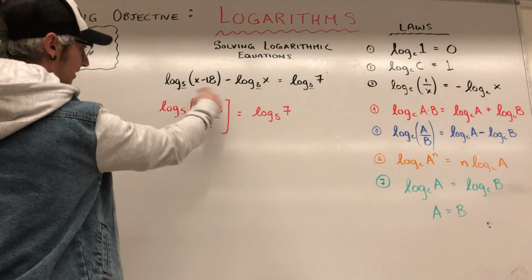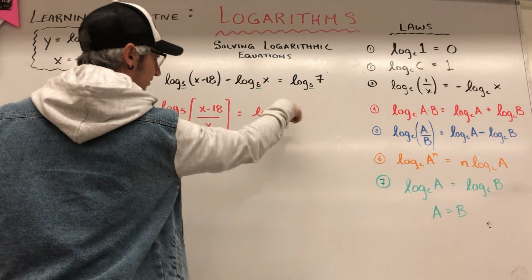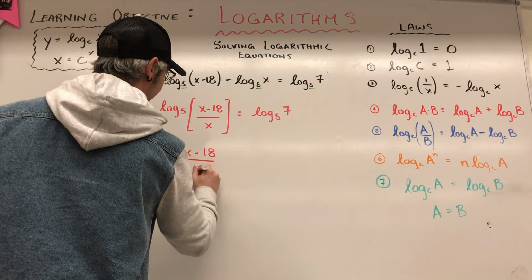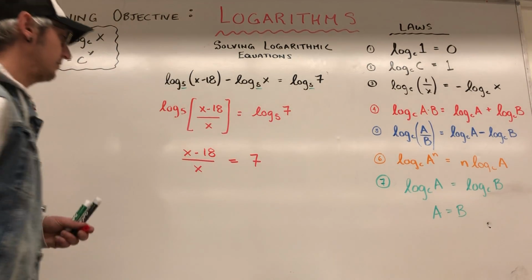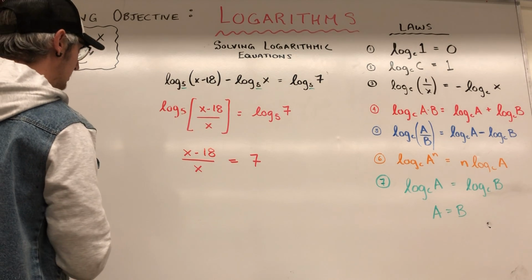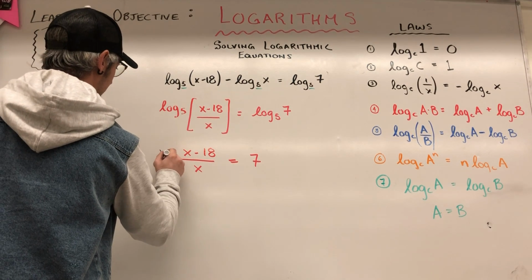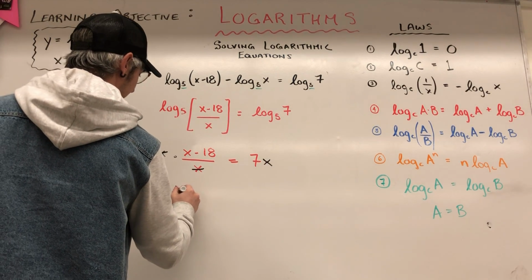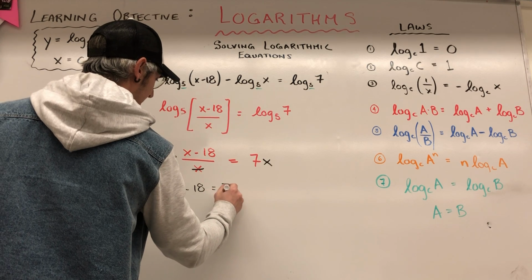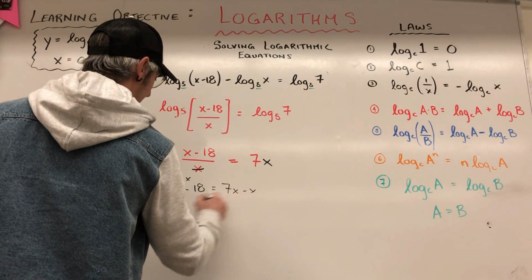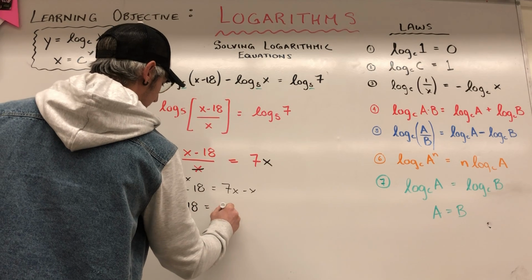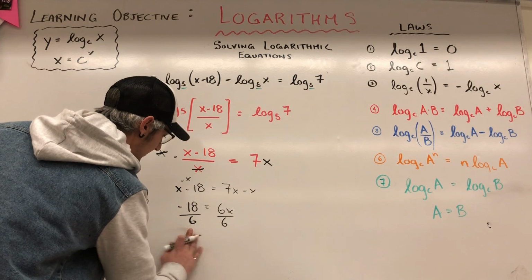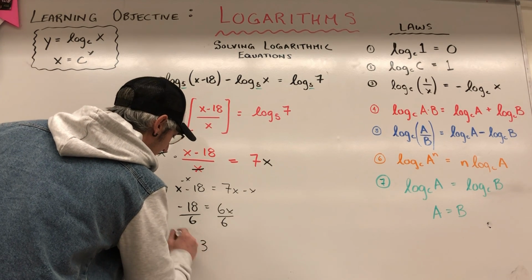So I can use my identity here. Log of some base of A is equal to log of the same base of B. Therefore, (x minus 18) over x is equal to 7. And then I can multiply both sides by x, and then I can solve for x. So I get x minus 18 is equal to 7x, subtract x from each side, I get negative 18 is equal to 6x, divide both sides by 6, and I get x is equal to negative 3 again.